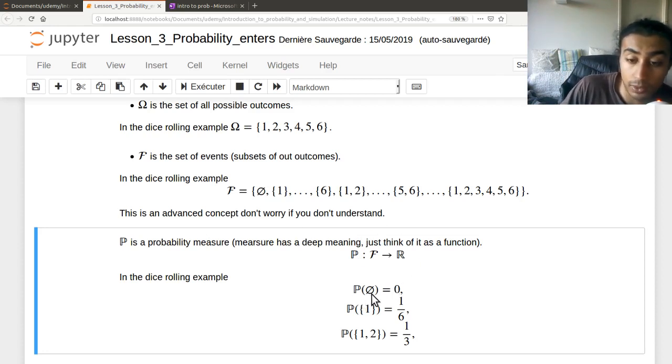Now, in the rolling the dice example, we can see that. So when you roll a dice, what's the probability you get the empty outcome? That's going to be 0, because you roll the dice, you have to get something. And maybe here, what's the probability you get just 1? You roll a dice, and the probability you get 1 is 1/6, because there's 6 choices you could have.